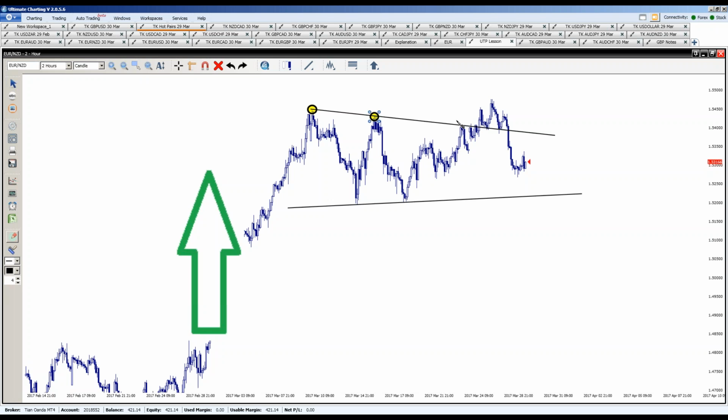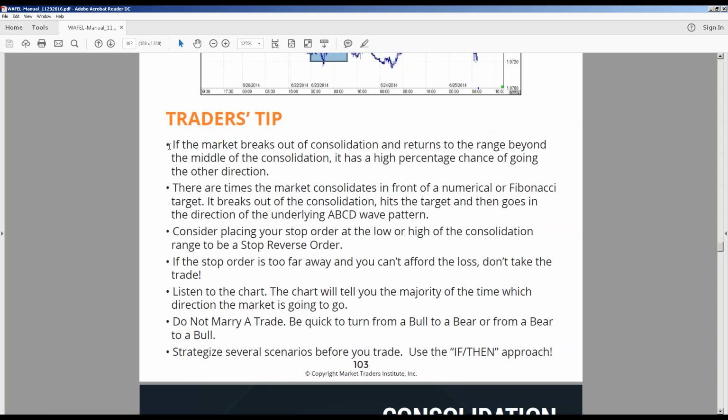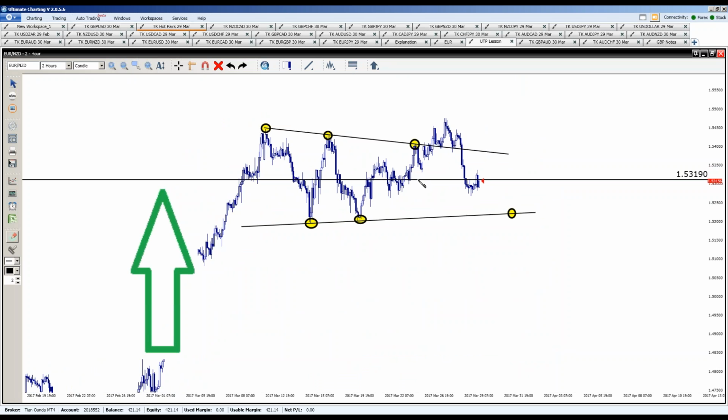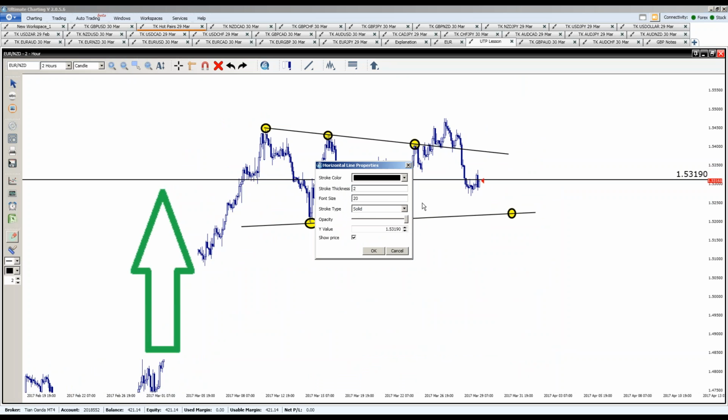Resistance, resistance, resistance, support, support, future support. Now going back to the manual, it says if the market breaks out of consolidation and returns to the range beyond the middle of the consolidation, it has a high percentage chance of going the other direction. So there we have it. There's the middle of this consolidation of the pennant.